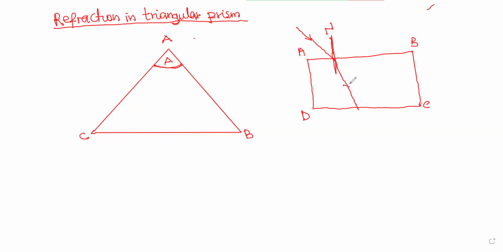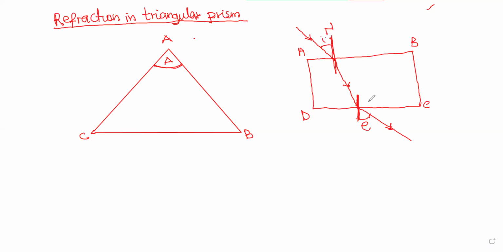This becomes the refracted ray. And when it is coming out of the prism, it will refract away from the normal. This angle becomes the angle of emergence. This is the angle of incidence.